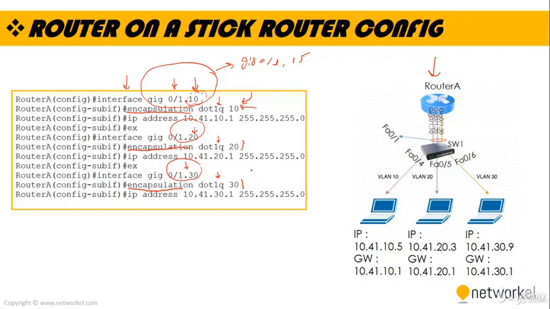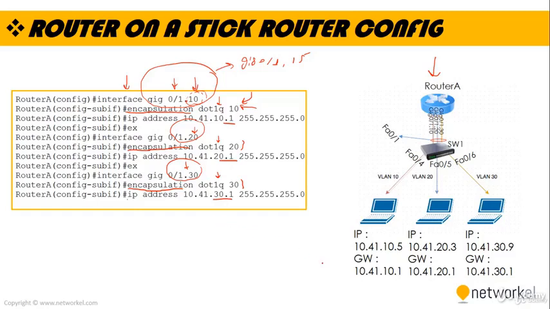The last thing we are doing here is assigning an IP address for each sub-interface. For example, for Gig0/1.10, I'm assigning 10.1.10.1. For Gig0/1.20, I'm assigning 10.1.20.1, and 10.1.30.1 for the other one.